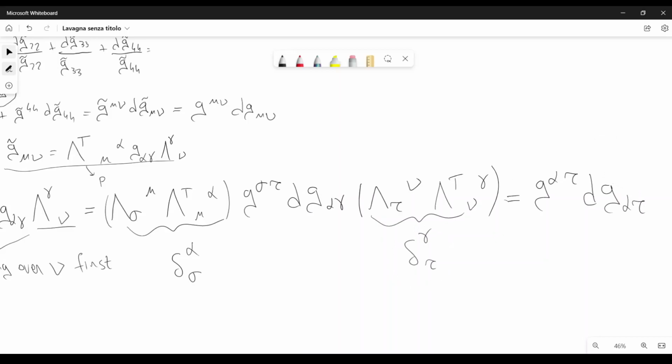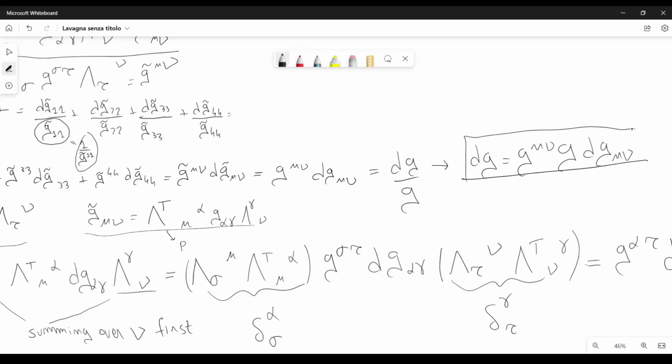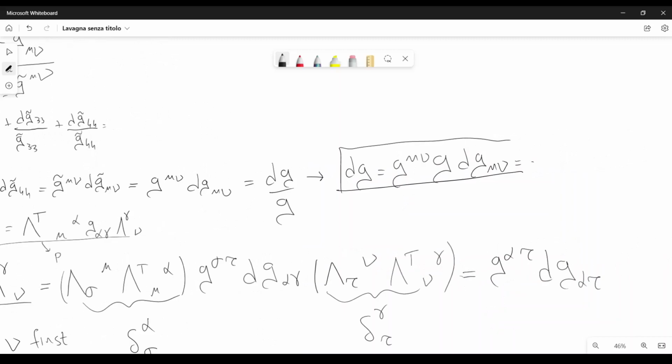But now we have just proved exactly what we wanted to prove, that this equality holds true, and therefore this is also equal to dg over g, and we have derived the formula that Einstein takes for granted, which is differential of g equal to g g^{μν} differential of g_{μν}. And remember that this is also equal to minus g g_{μν} with lower indices, times the differential of g^{μν} with upper indices.